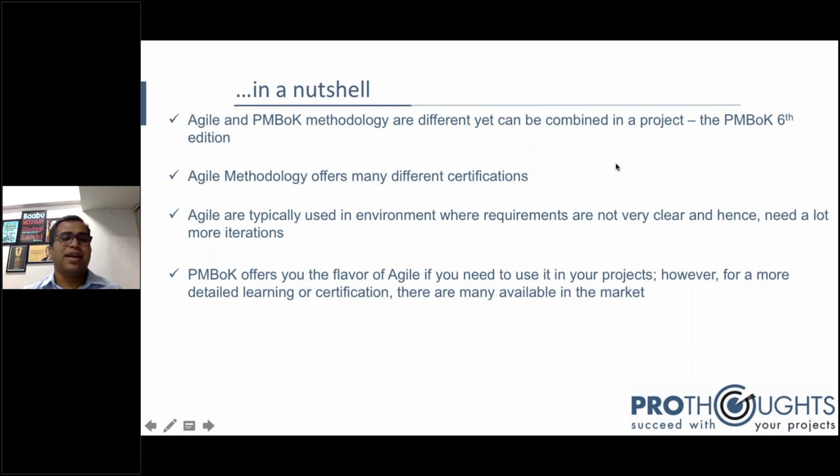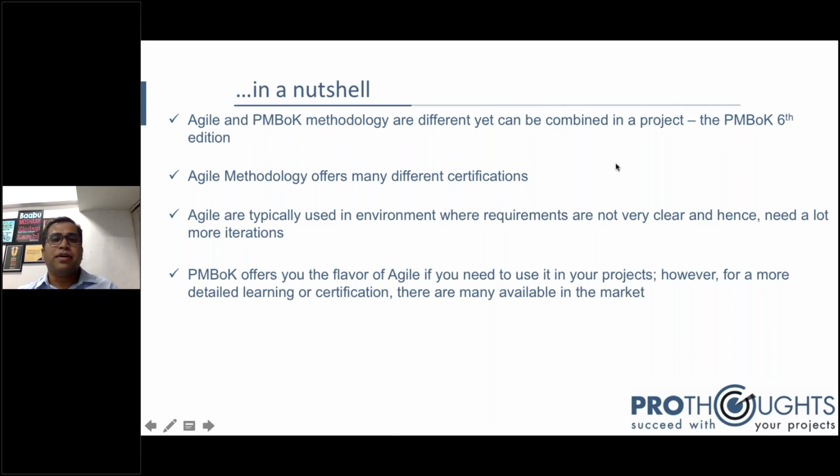Like I said, most of the people were a little afraid: Agile karna hai ke PMBOK karna hai. So PMBOK offers you the flavor of Agile if you need to use it in projects, not extensively Agile. It just gives a flavor. For more detailed certification, you can try any other certification available in the market.